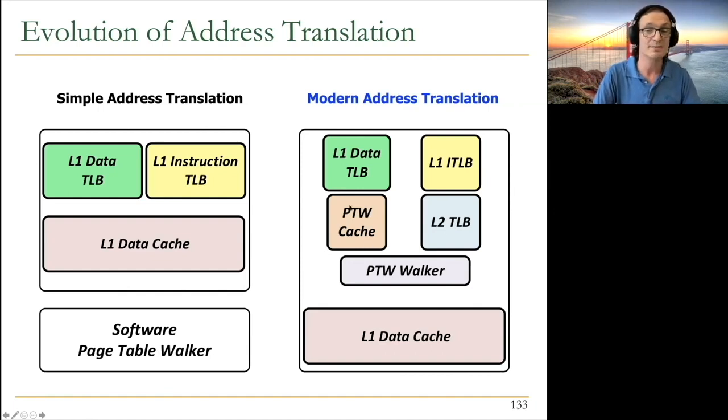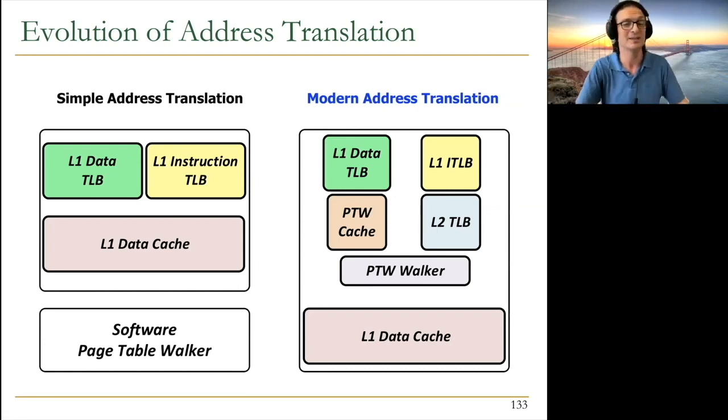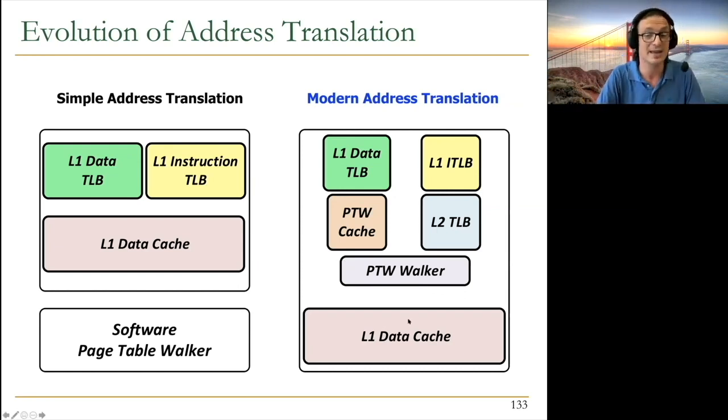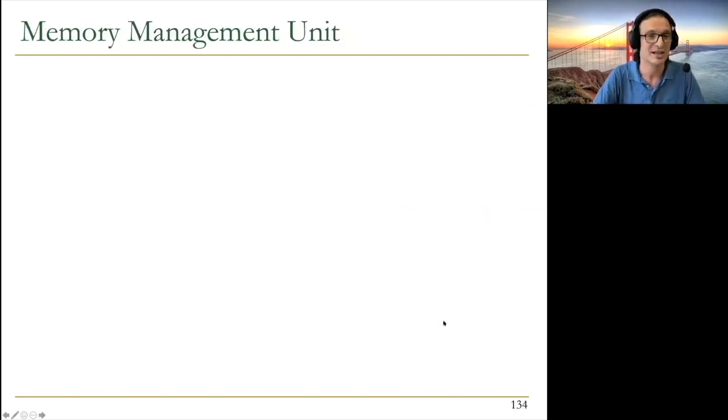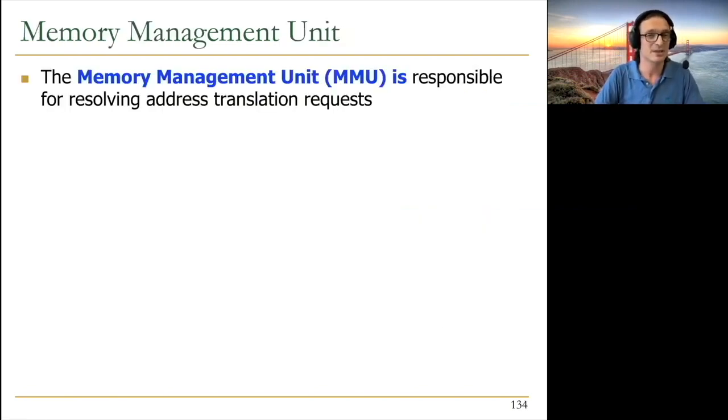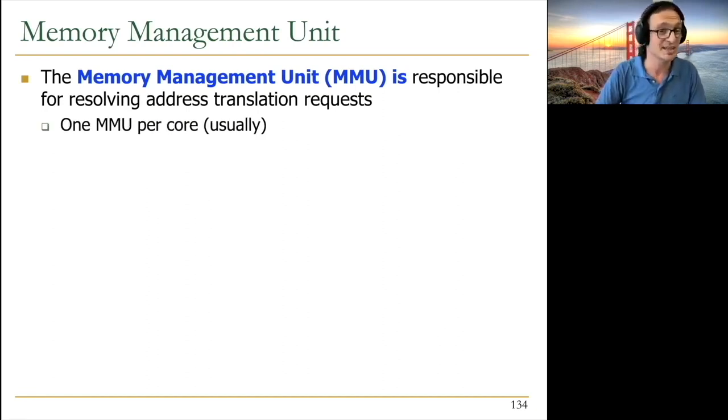Modern address translation is much more complicated. You can think of this as the modern MMU. You have L1 and L2 ITLBs, L1 data TLB, L2 TLB, a hardware page table walker, and a page table walker cache to cache the middle levels of the multi-level page table. So there's a lot that goes on. And then there's also clearly the cache. The memory management unit, we discussed it. It's the hardware that's responsible for resolving address translation requests. It's one MMU per core, usually.